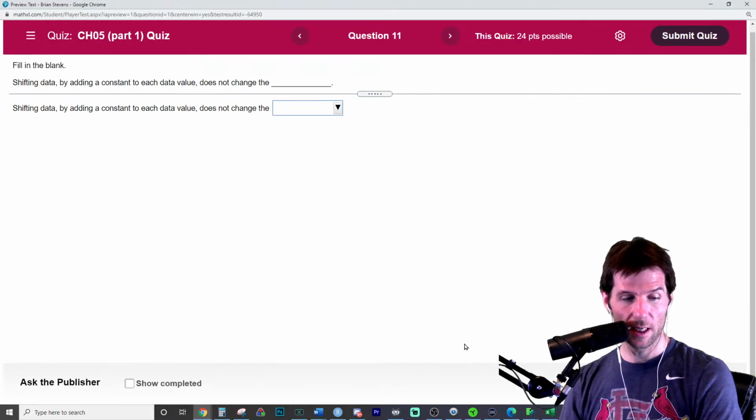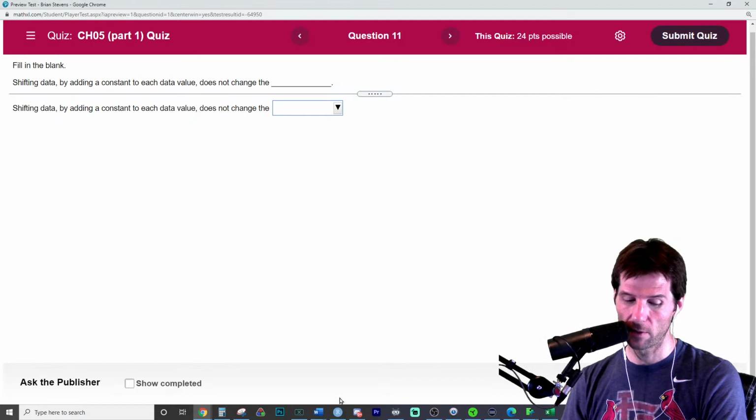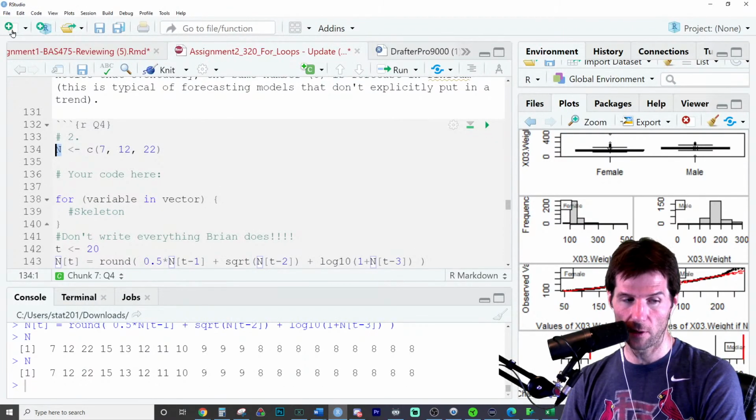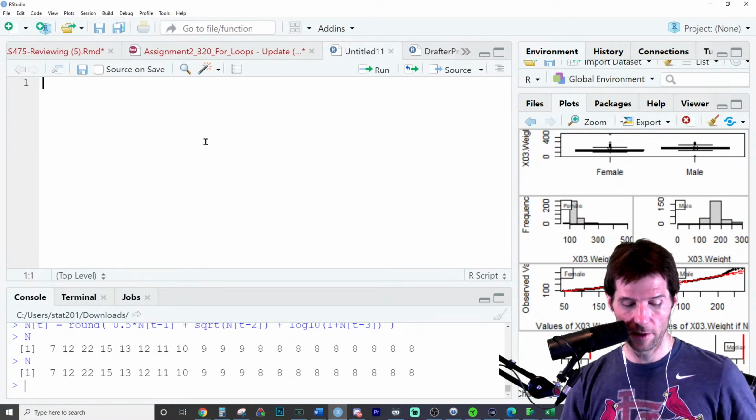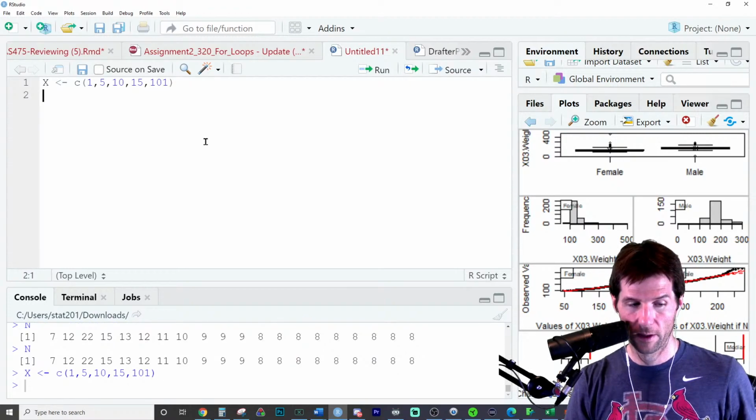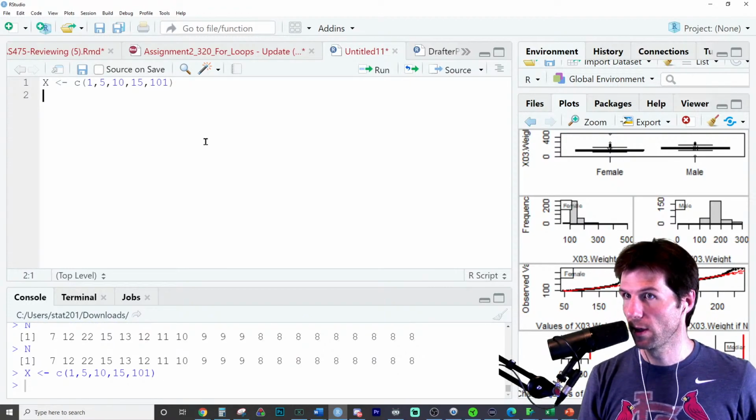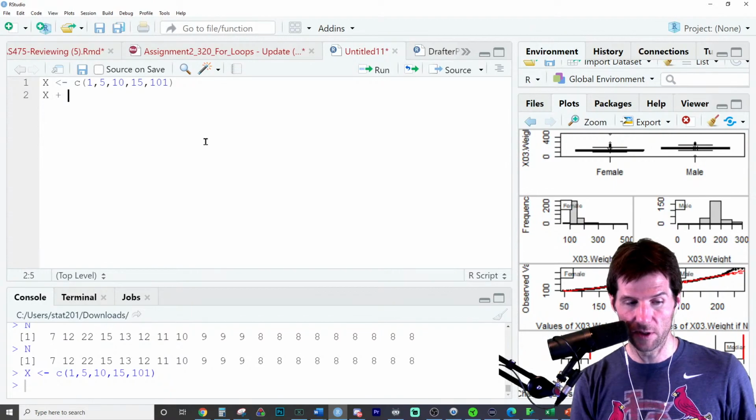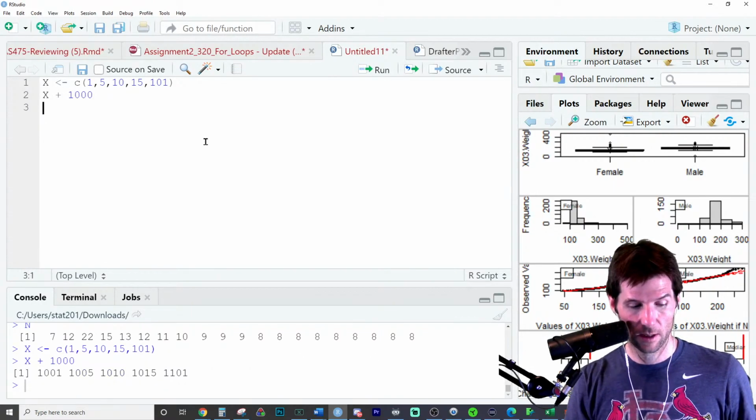It says shifting data by adding a constant to each of the values. We can actually do this inside of R right here. So let's go right here and make a vector of data. So our vector of data is just going to be 1, 5, 10, 15, and 101. So now let's think about this. If we were to take all these values and add 1,000 to it, think about what we get.